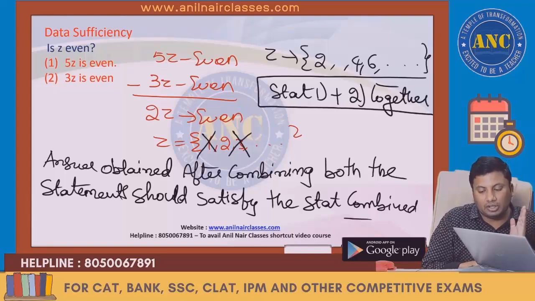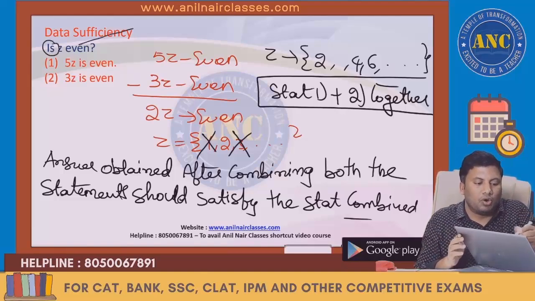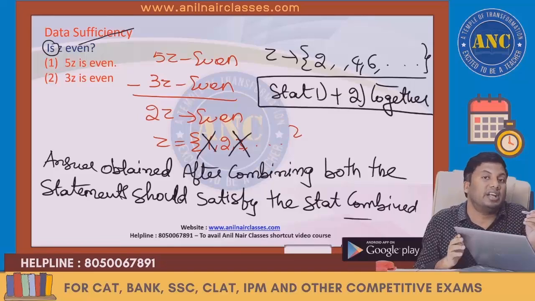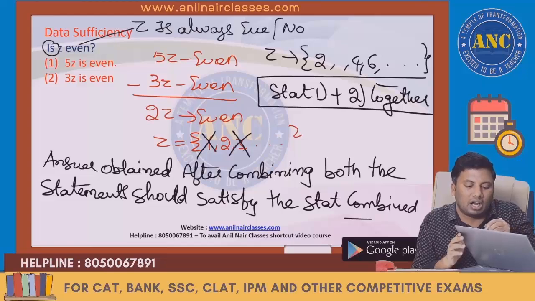Z is 2, 4, 6 and 8. The question is starting with "is". You should only answer. You are not interested in finding the value of Z. Z is always even, or Z is not always even. Only you should say your answer like this.